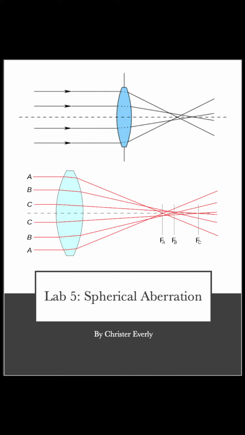Hello, this is Lab 5 of Opti 471b called Spherical Aberration. In this video, I'll have an overview of the theory of what spherical aberration is, the test setup that we use to measure it, and the results obtained by the end.